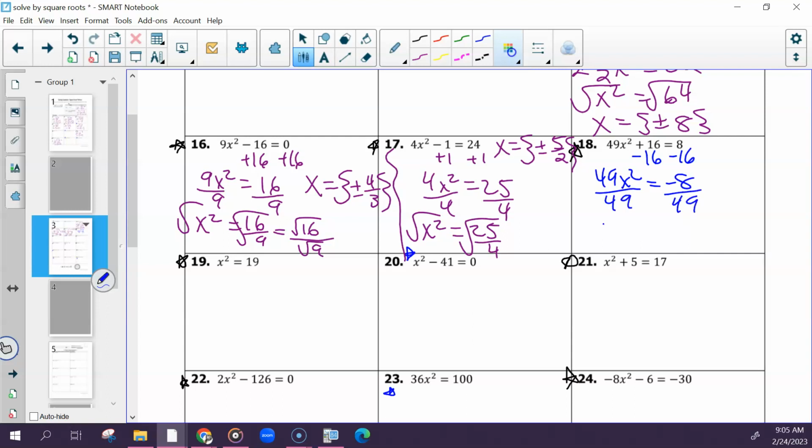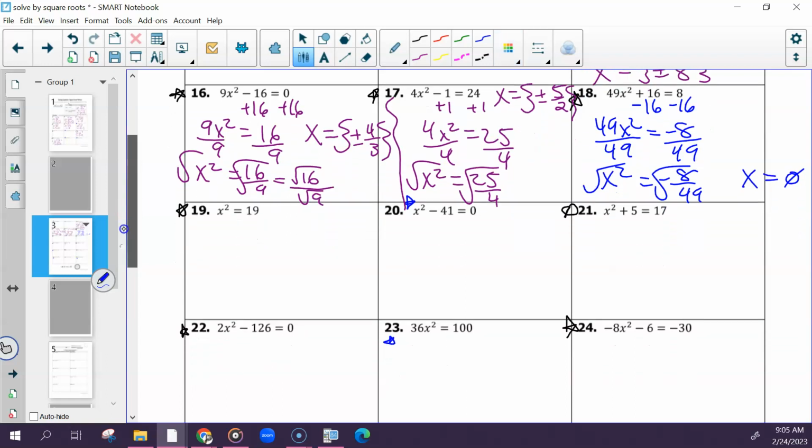Still divided, but it is going to be no solution. Not because 8 isn't a perfect square, but because it's negative. Still show that you attempted to take the square root, but you know that that would be no solution. Okay. So sometimes you won't get perfect squares. In Algebra 2, you'll learn how to actually simplify your radicals. We're not doing that. We are just going to take whatever decimal we're given.